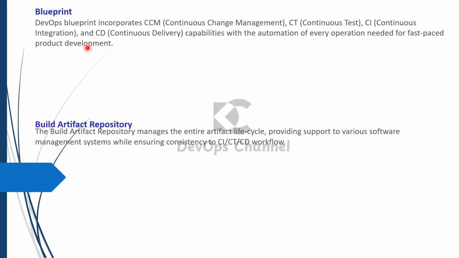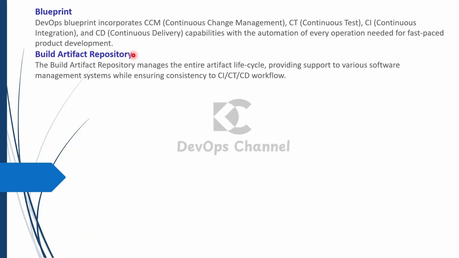Okay. Next one is build artifact repository. So the build artifact repository manages the entire artifact lifecycle, providing support to various software management systems while ensuring consistency to the CI/CD workflow. Okay. Here CI/CD we know, CT means continuous test.